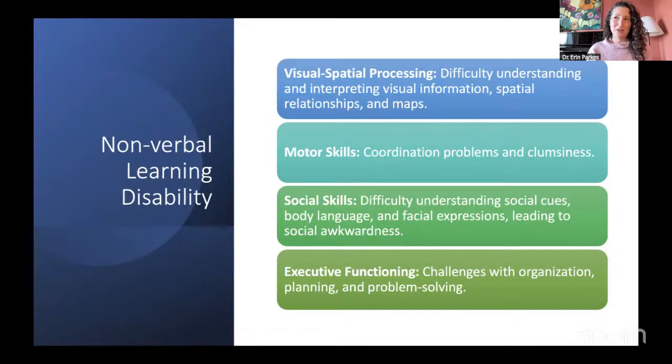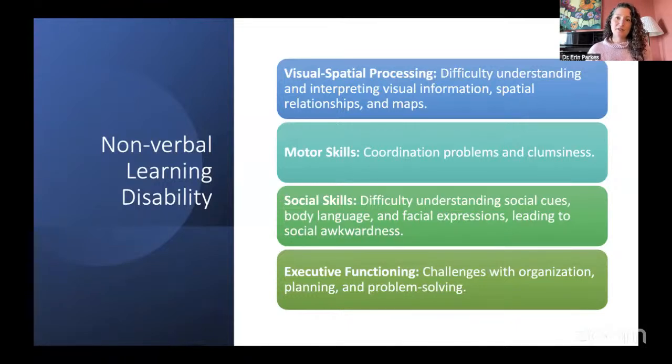It can be viewed as sort of awkwardness or challenges learning in certain ways. So it involves visual spatial processing, so difficulty understanding and interpreting visual information, spatial relationships, maps, puzzles, that kind of thing. Motor skills, so often there are coordination problems and clumsiness. There's another totally unrelated disorder called developmental coordination disorder that often goes hand in hand with NVLD.